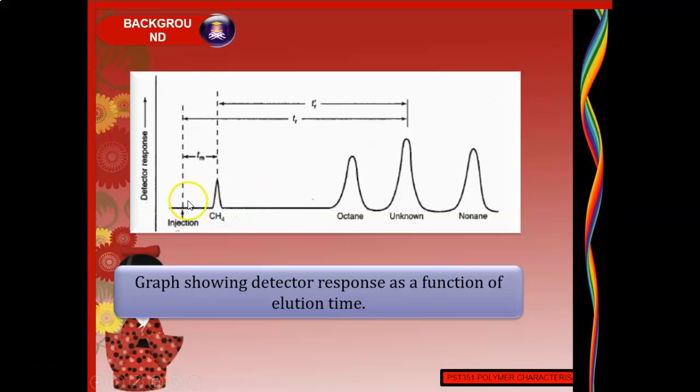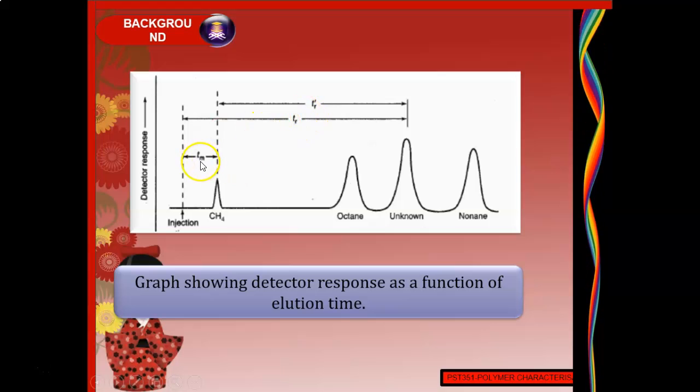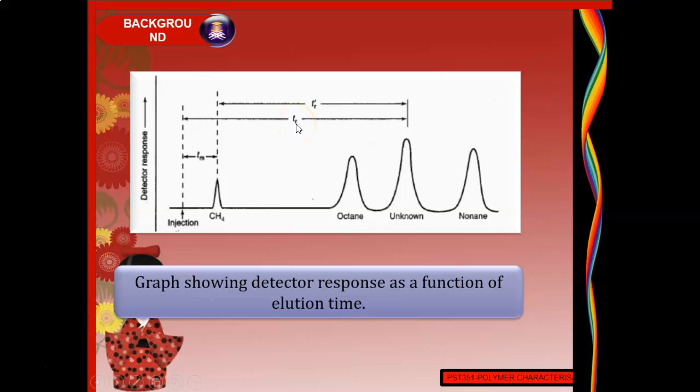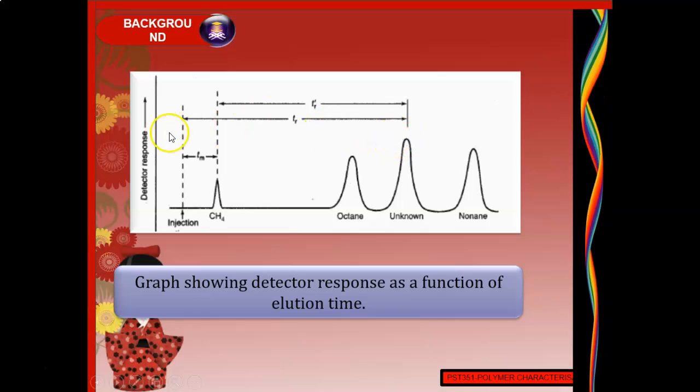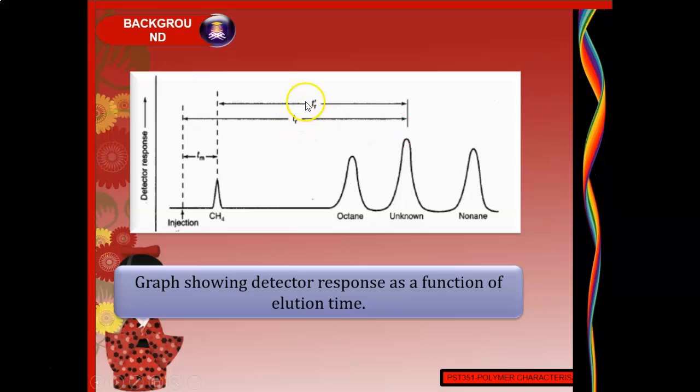Right, so the chromatogram will give you the retention time and the dead time. The dead time is illustrated by the symbol TM. And this one is TR, which is the retention time. We can measure the retention time starting from the injection time until the middle of the peak here. Okay, we measure at the middle point here. And this one is the stationary time.